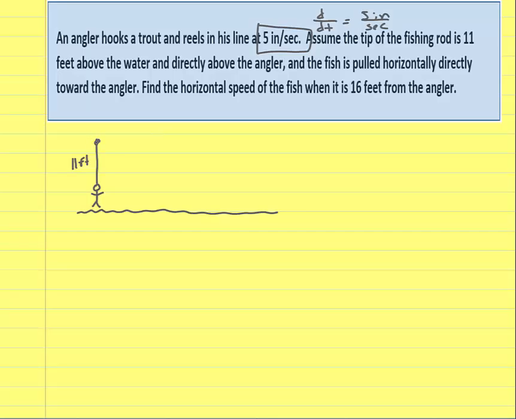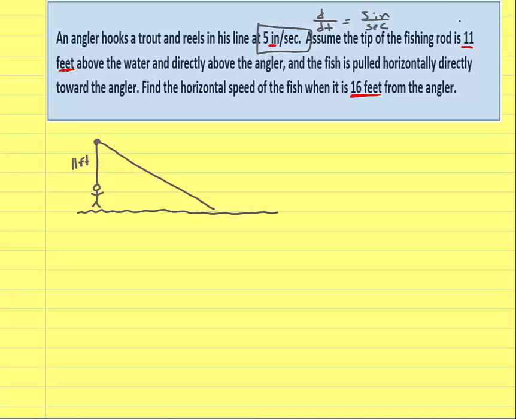Okay, so let's draw out a couple things that we have here. We have this distance x is 16 feet. I see kind of a problem here. This is inches per second. So we're in terms of inches. And then all of a sudden, I start talking about 11 feet above the water and 16 feet from the angler. So I think what we probably better do here is convert everything to the same unit. So this is 5 inches per second. Let's go ahead and convert everything.